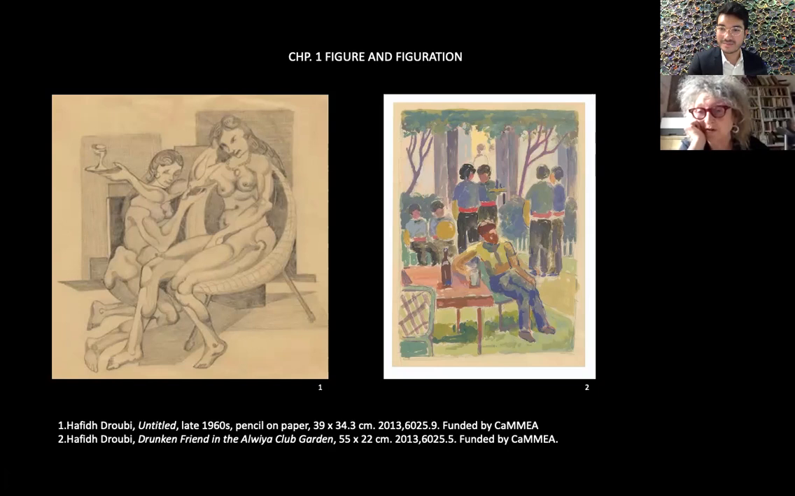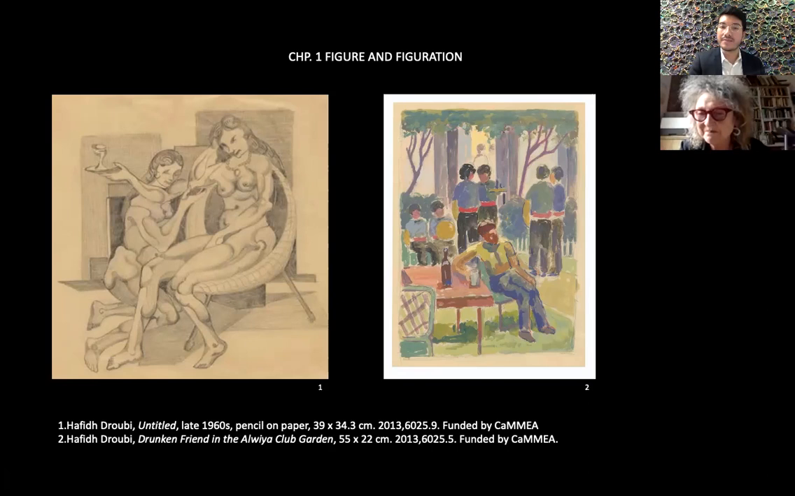But we were really lucky at the museum, because we don't collect oil paintings, and he has amazing oil paintings. We were able to get quite a lot of drawings directly from the family. The family lives in London, and we were able to acquire some amazing drawings, two of which you've got on the screen here, the one on the left, but also this beautiful one of the drunken friend in the Alwiya Club garden. And he drew most beautifully.